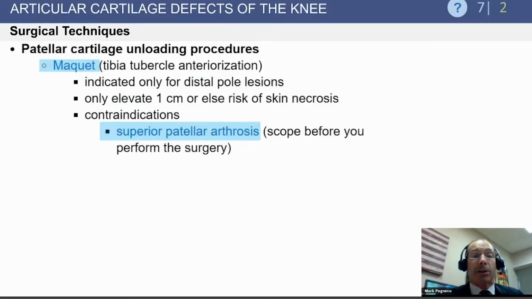There are some patellar unloading procedures that can be done. So if you have a patellar defect, historically people have done Maquet procedures, a tibial tubercle anteriorization. It's relatively uncommon to do that kind of procedure today. It's useful to recognize that a contraindication is superior patellar arthritis. So if you anteriorize the tibia, you'll preferentially load the superior pole of the patella, and if that's already worn out, then you're going to have a disaster.